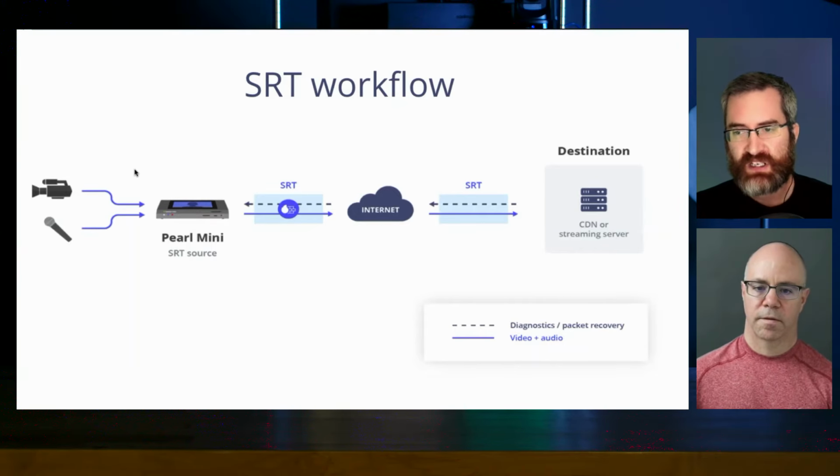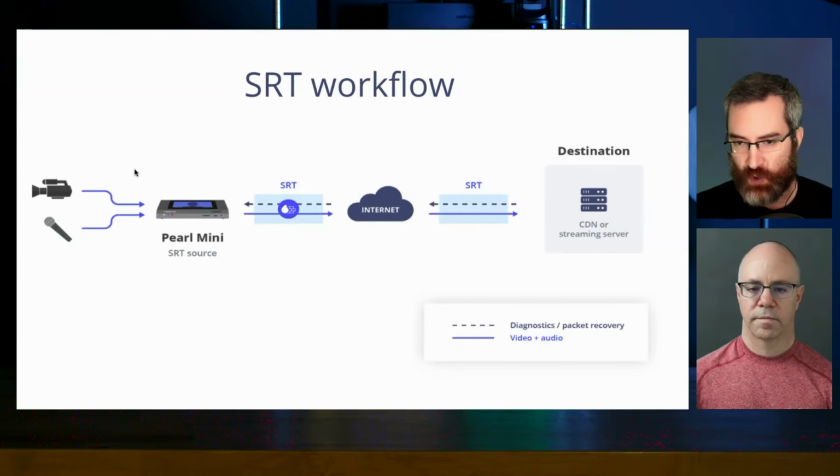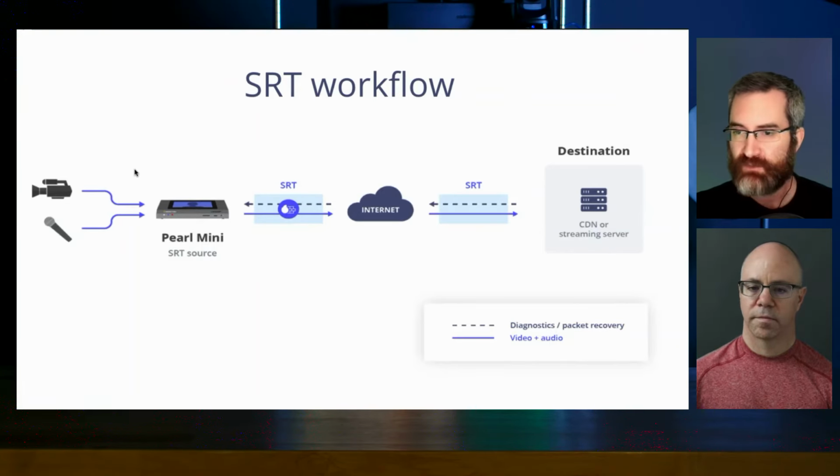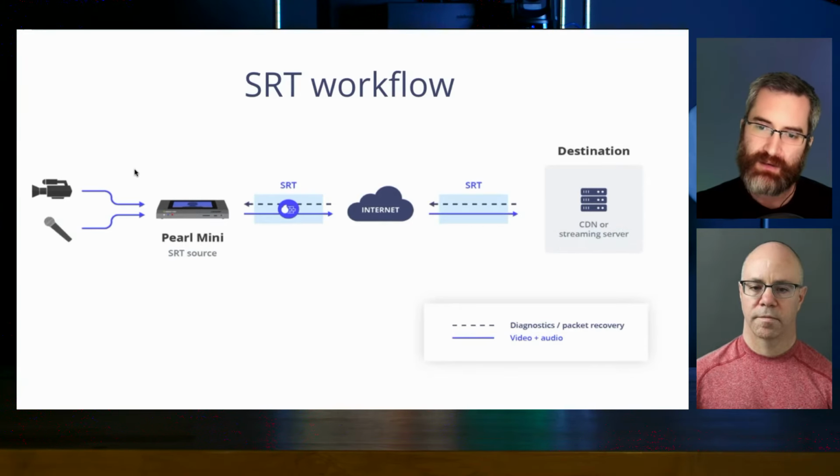So SRT, this is a pretty traditional workflow. I think most people are used to looking at a chart like this in terms of stream publishing. You have your encoder. We're using the Pearl Mini in this scenario. Then you're sending a stream across the internet to your destination, your CDN, your streaming server. That's what RTMP does now. But the biggest thing that SRT really adds to this equation is that second dotted line coming back to the encoder. And that's diagnostic and packet recovery information. And this is where the reliability comes in. That's something RTMP didn't have.